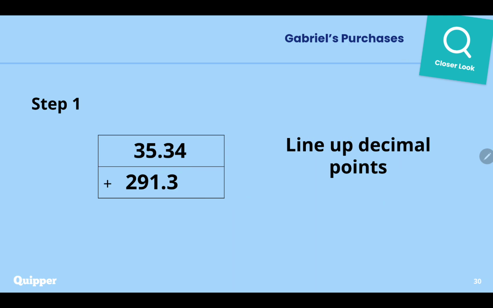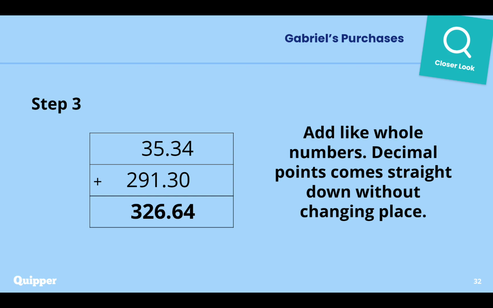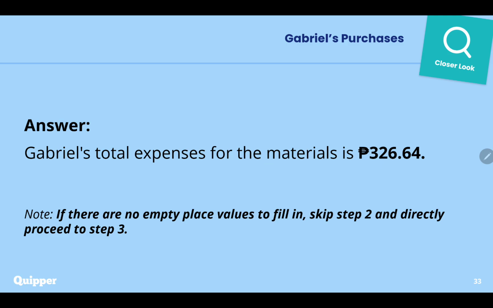So, meron pala akong PowerPoint dito. Okay. So, fill in zeros. The sum is 326.64. So, meaning the Gabriel's total expenses for the materials is 326.64.